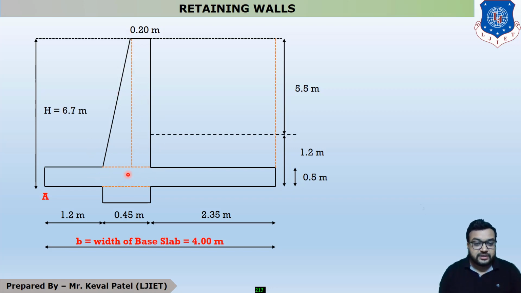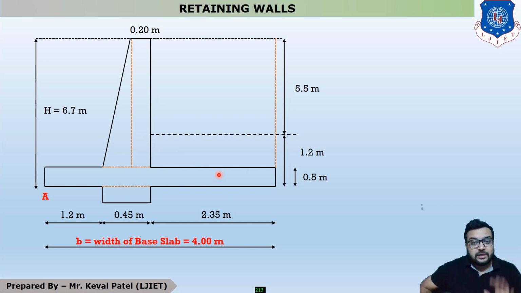Our second portion is a triangle. Our third portion, called the base slab, is also a rectangle. Our fourth portion is the shear key, and the portion retained by the retaining wall is called the backfill. The soil at this portion tries to give a downward force on this retaining wall.